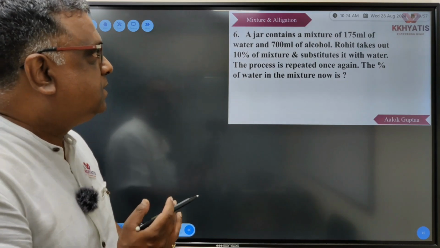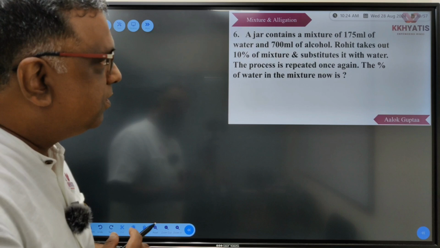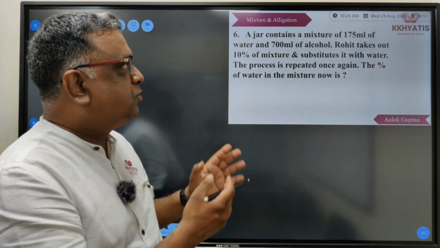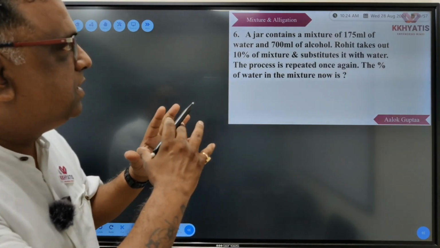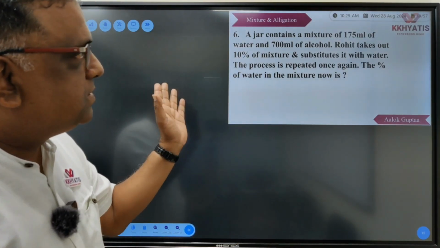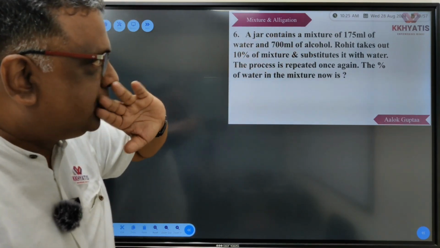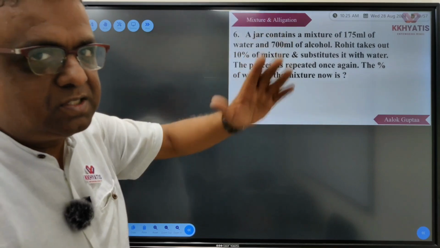A jar contains a mixture of 175 ml of water and 700 ml of alcohol. So now initially, in whichever sums we were given, there used to be a single milk or ethanol or water. Now there is a mixture. So 175 ml of water and 700 ml of alcohol. But what we have to see is what is constantly being removed.